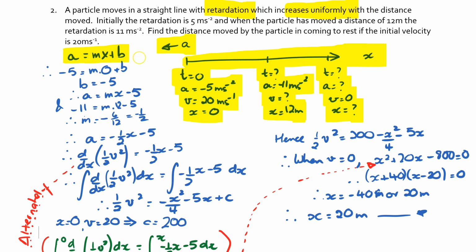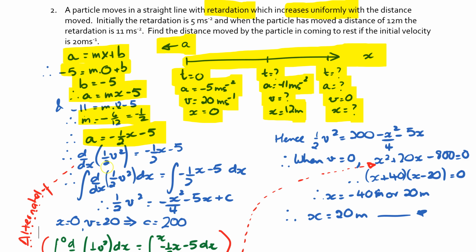So our starting point is this, that the acceleration is increasing uniformly with distance. So that means that it's a linear function, a equals mx plus b, because it increases uniformly. So then we can start to put in bits and pieces we know. So a equals minus 5 when x equals 0 lets us find a value for b in our linear setup. And then, knowing that when x equals 12, a is minus 11, lets us find a value for m, so we can finally get an equation for acceleration in terms of displacement.